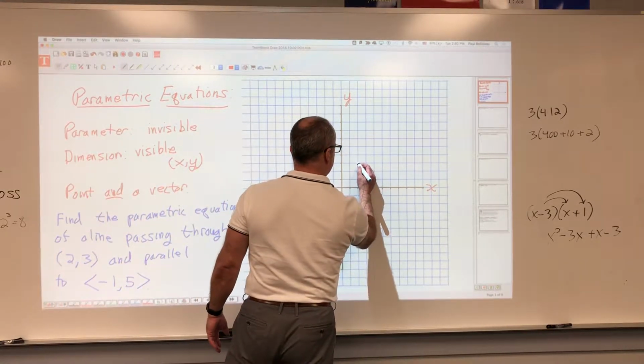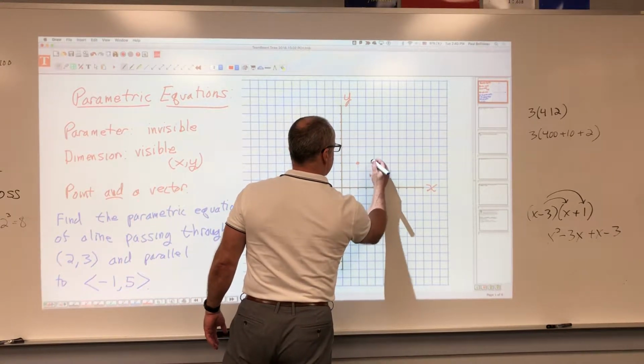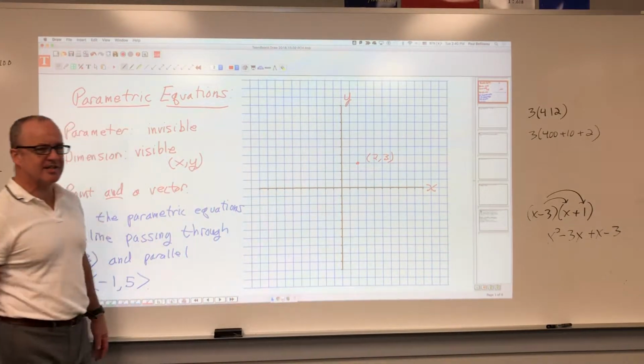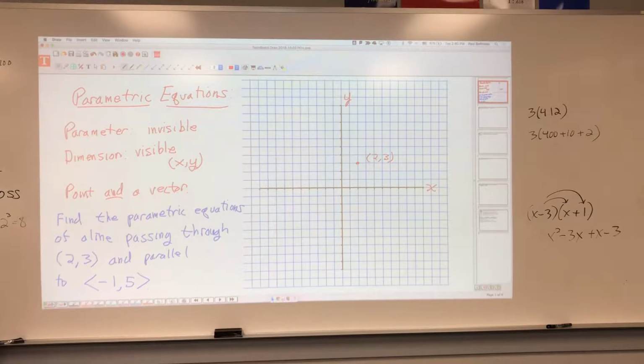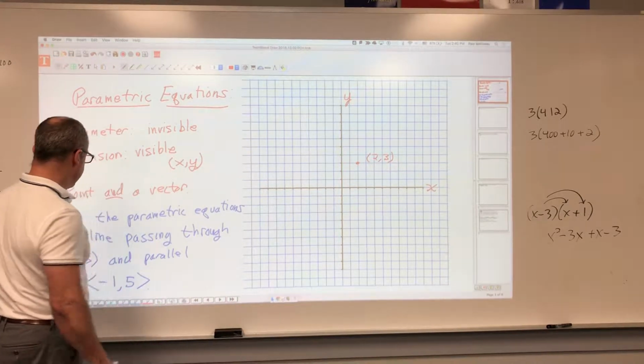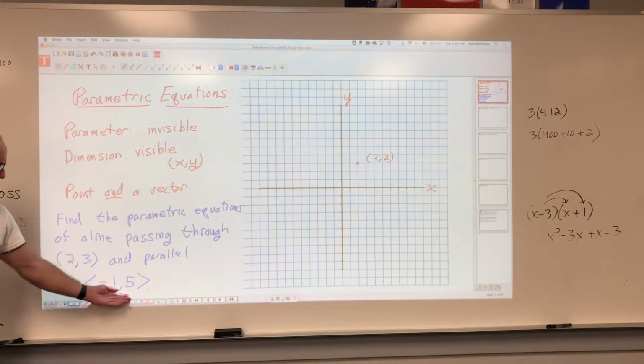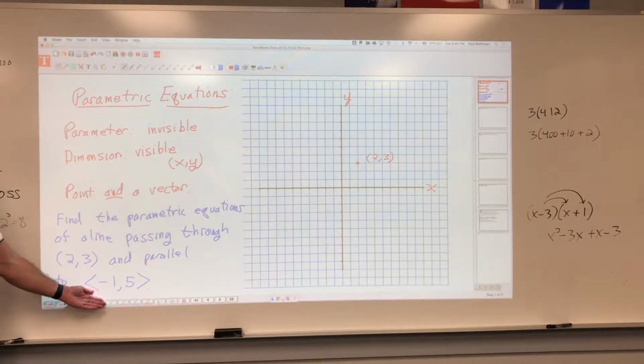Okay, so let's take a point (2, 3). Double check me, because every once in a while I mix up my x and y too, and my positive and negative. Is that correct? Yep. Awesome. Now I'm going to take a vector. So I'm looking for the parametric equations of a line passing through (2, 3) and parallel to (-1, 5). (2, 3) is a location, (-1, 5) is a vector. Here's what that means.